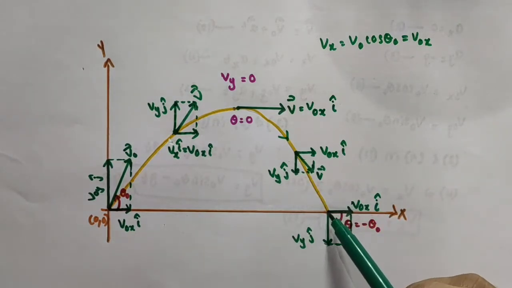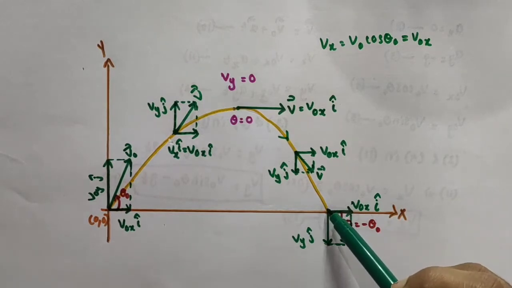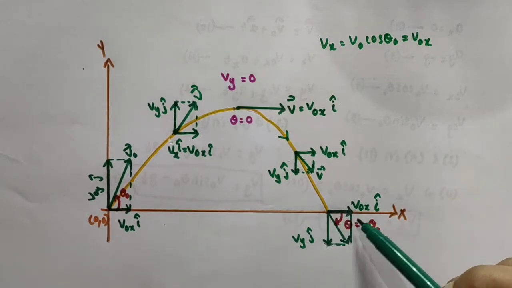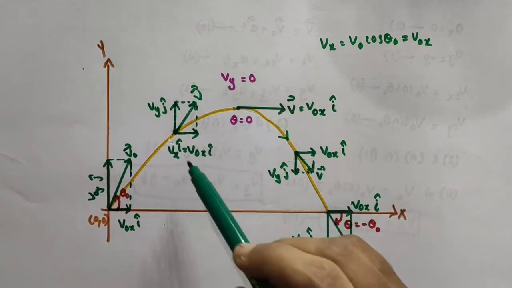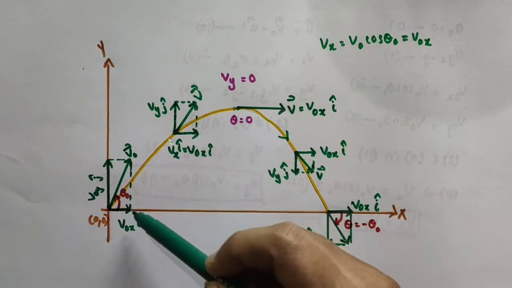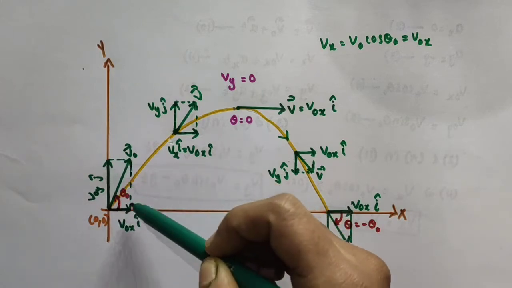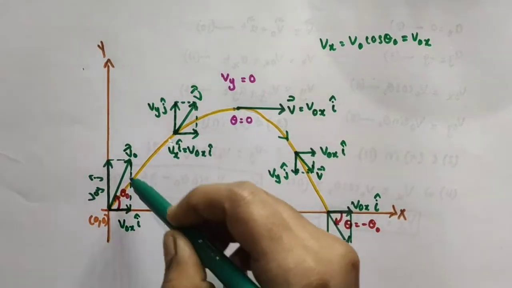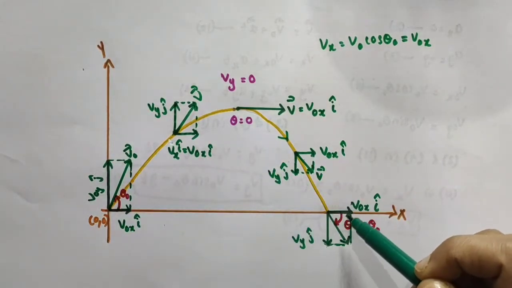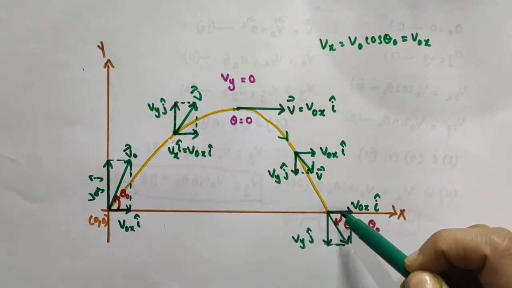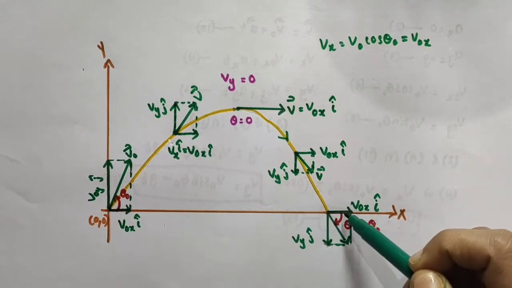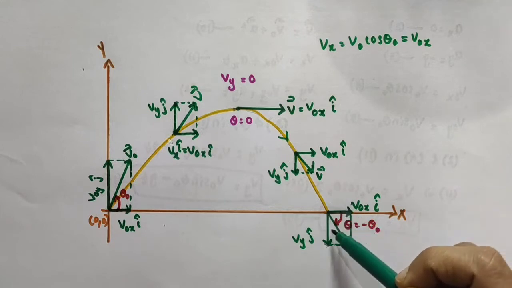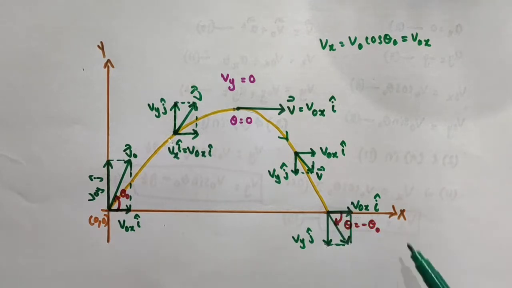And here also you can see that when the projectile reaches here, the velocity vector has an x component and a y component. Here the angle is actually taken as minus theta 0 because we measure the angle from the x-axis in the anti-clockwise direction. So when we measure the angle made by this velocity vector with the x-axis, it is measured in the clockwise direction, that is in the opposite direction. That is why it is written as minus.